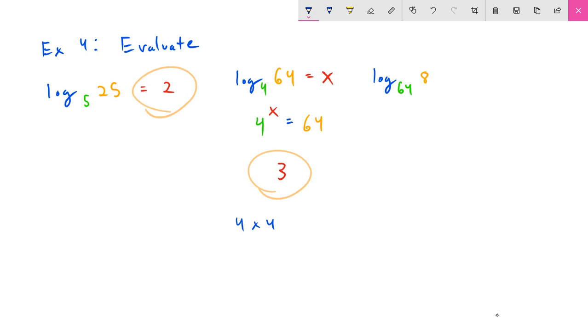4 times 4, what's that? 16. Then, okay, so it's not 2, right? Yeah. So let me check 3. All I have to do is multiply by 4 again. 4 times 16 is 64. Did I get my answer? Yeah. That was 3 times, right? Because I just went from 2 and I added 1 more.